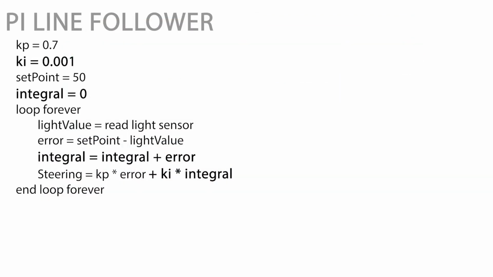The integral part of the controller accumulates the error over time. It helps the controller fix small errors and makes the robot turn smoother. The integral code is added in the bold text. Ki is the integral constant.